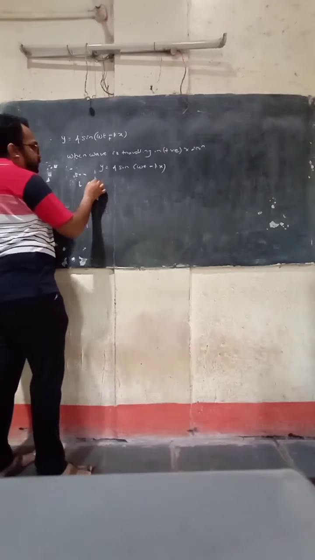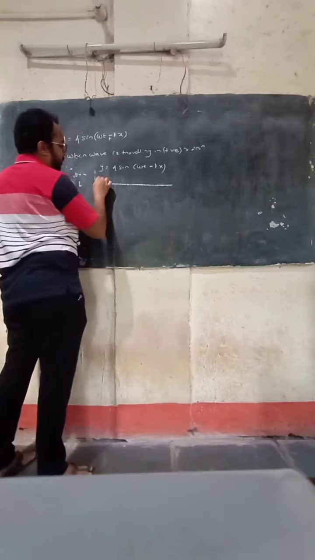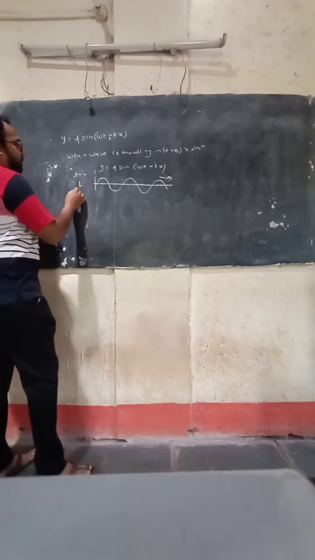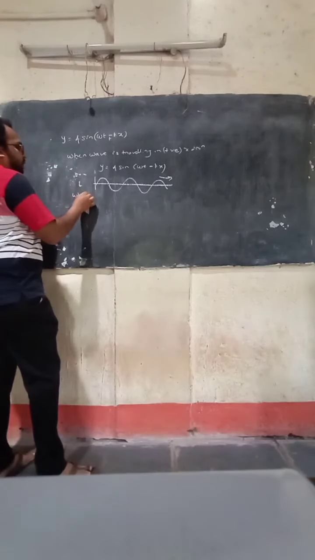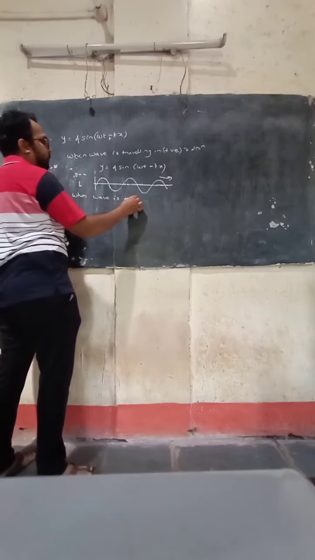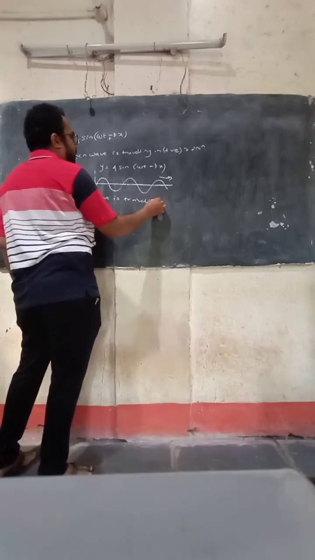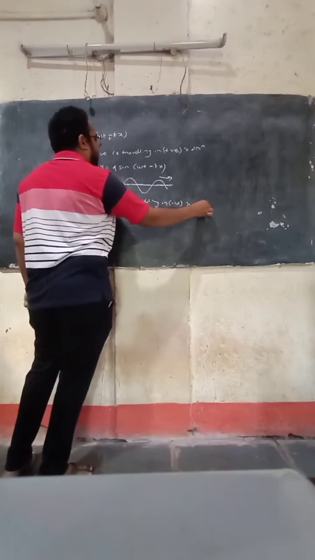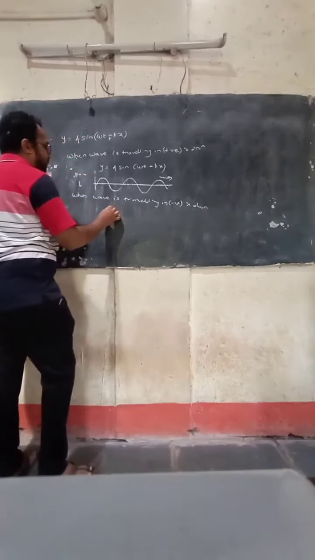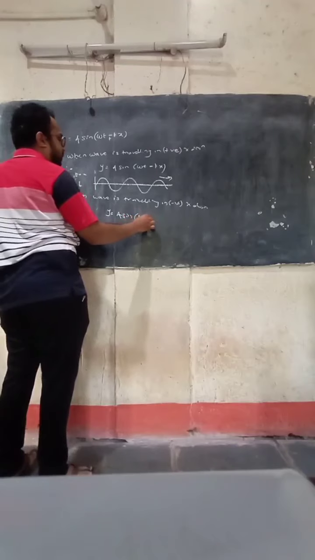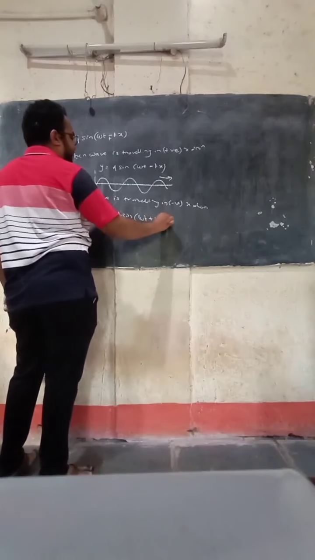That is, this wave is traveling in this direction. Now suppose the wave is traveling in the negative x direction, then the equation will be y is equal to a sine omega t plus kx.